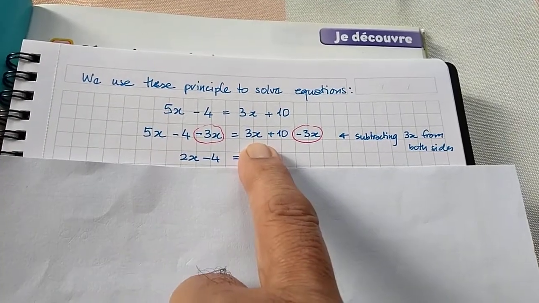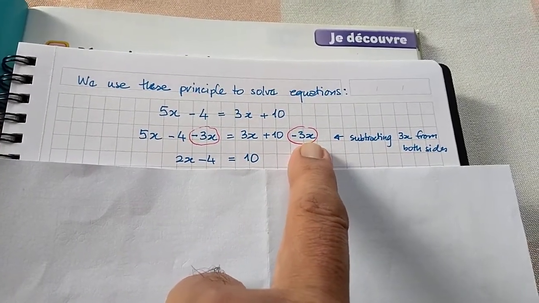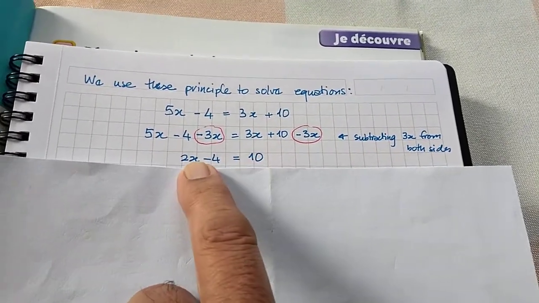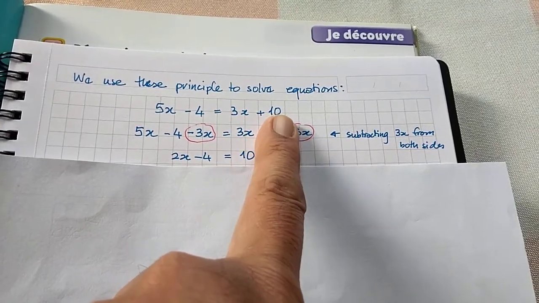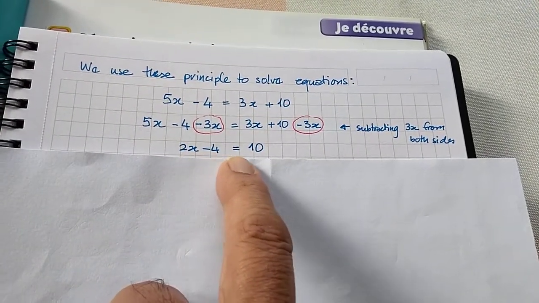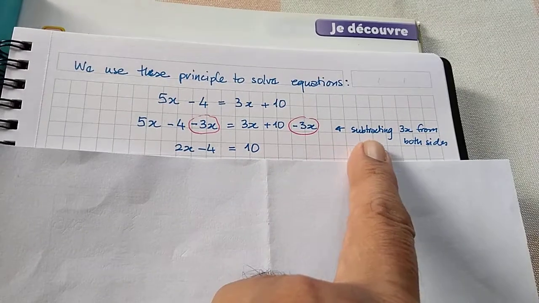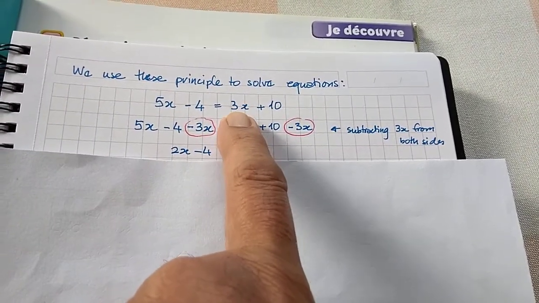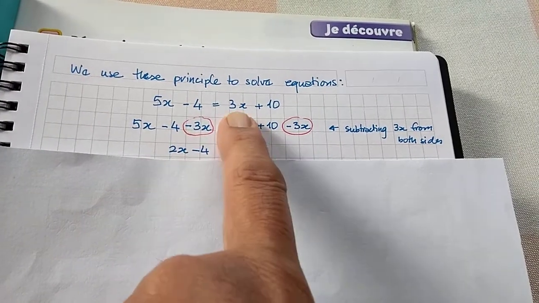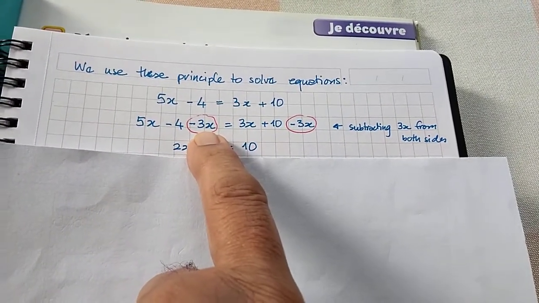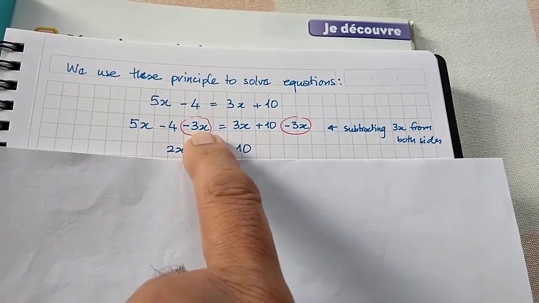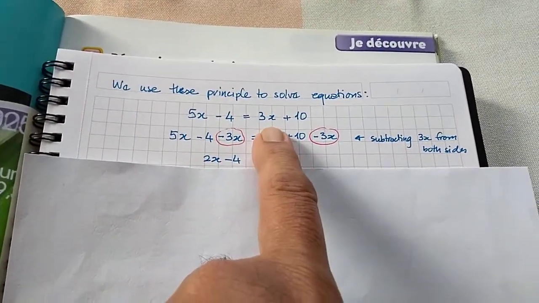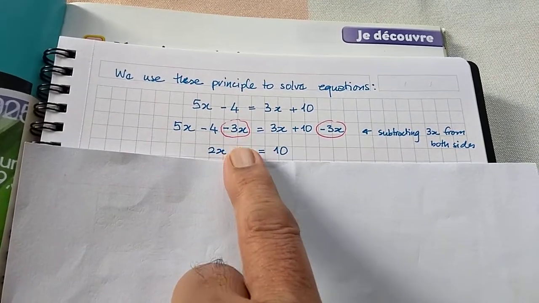The right side will become 3x plus 10 minus 3x. So 3x minus 3x is 0, so we'll get 10. This equation has been simplified to this just because I subtracted 3x from both sides. Basically what I have done is I moved 3x from this side to this side and changed the sign. This side it was plus, this side is minus. So this is what you are doing when you move one term from one side of the equation to another side.